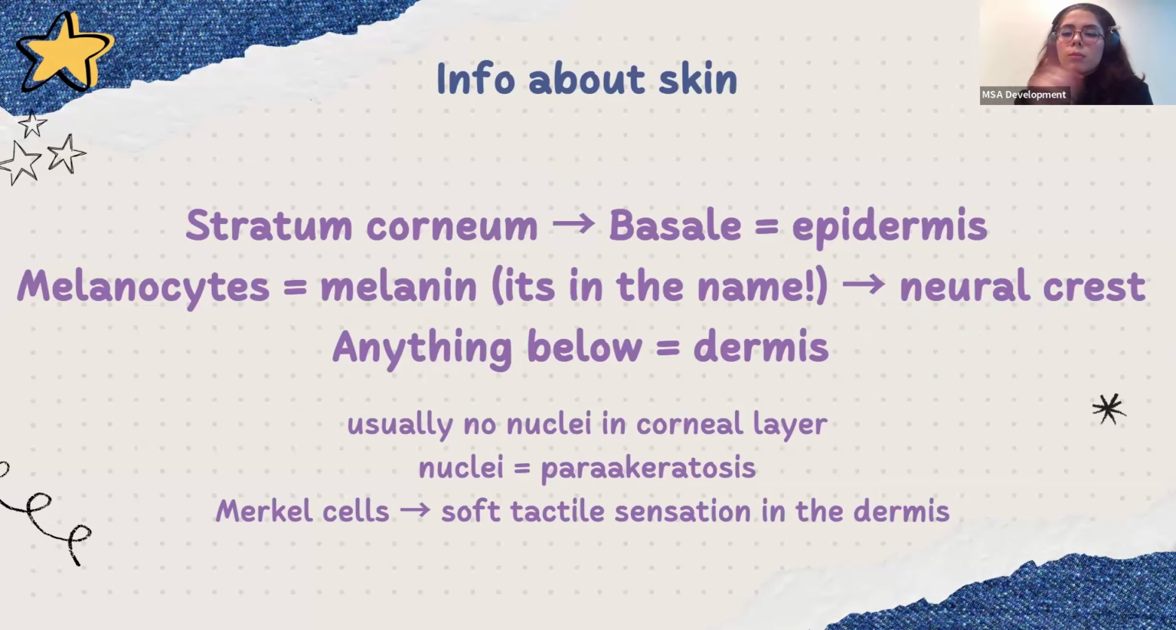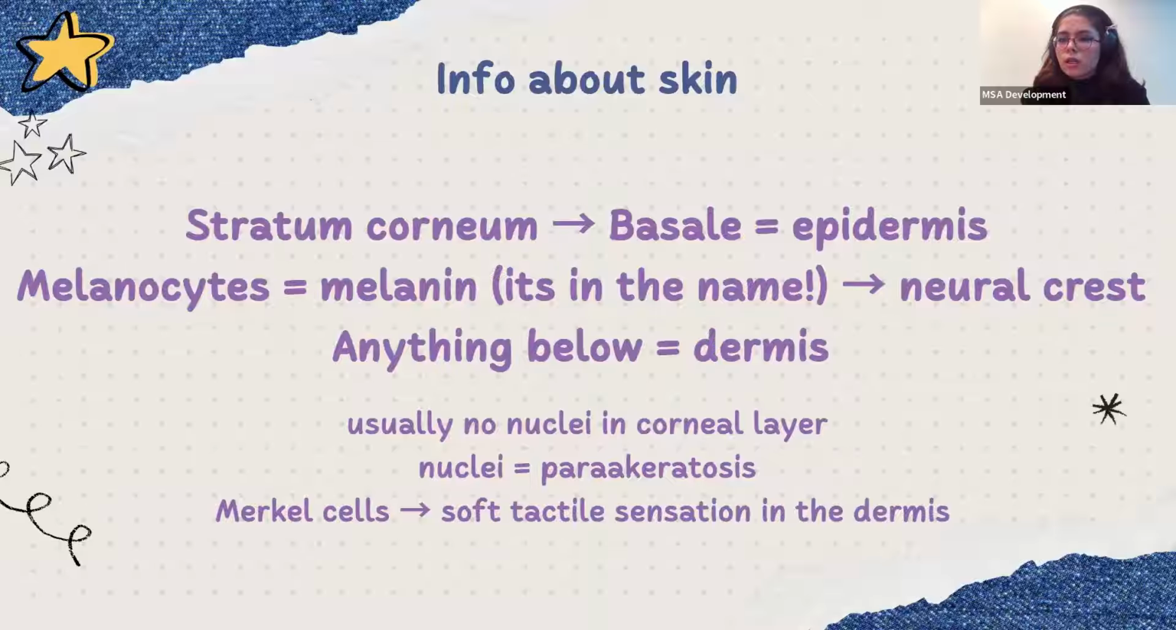People of darker skin tones have more melanin, and that puts them at an advantage because they're less likely to develop melanoma. Melanoma is skin cancer. It's kind of like inbuilt UV protection or SPF. There are no nuclei in the corneal layer. As I mentioned before, keratinocytes mature, so they die off at the start. If there are nuclei, it's called parakeratosis.